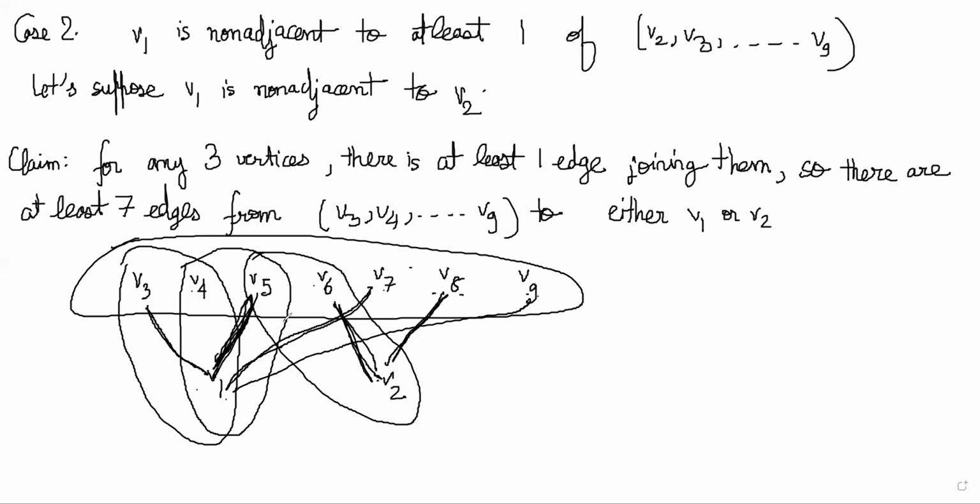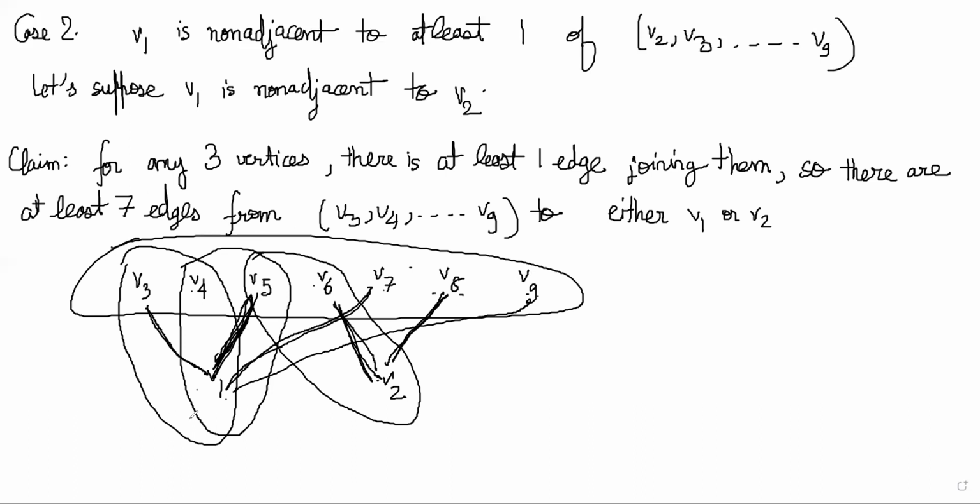Why am I connecting one edge? Because in the problem in the beginning itself, it was said that out of any 3 vertices, there has to be one edge connecting them. So I'm just picking any 3 vertices here and I'm saying one edge must be there. So I'm drawing one edge like this. Similarly, one edge here, right?